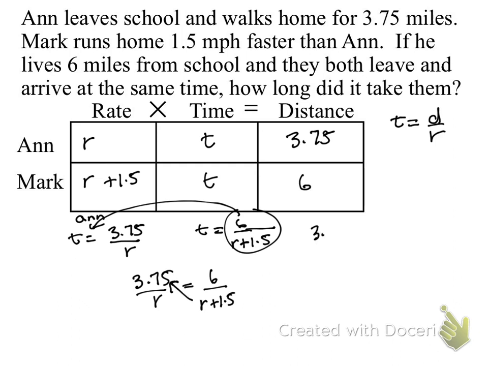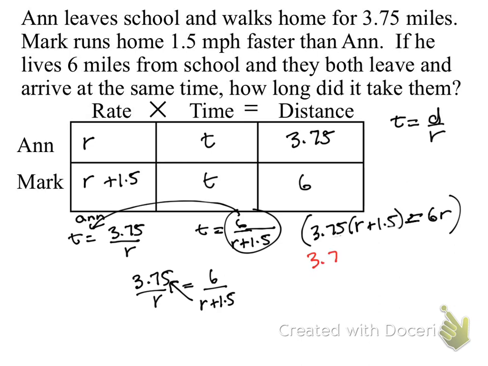So 3.75 times R plus 1.5 equals 6R. Now you can multiply by 100, right? If I multiply by 100, it's only affecting this, because this is all one term. I can't change the inside too. Okay, so I think it might be worth it. Since I have a decimal inside and outside, I'm just going to deal with it.